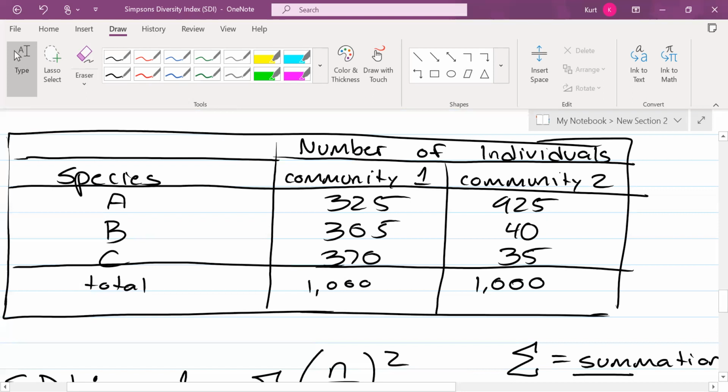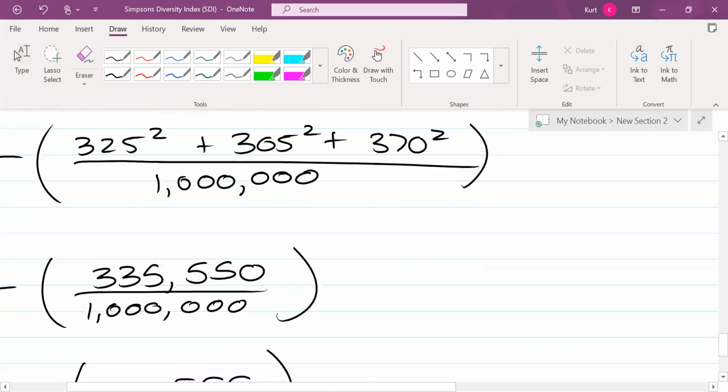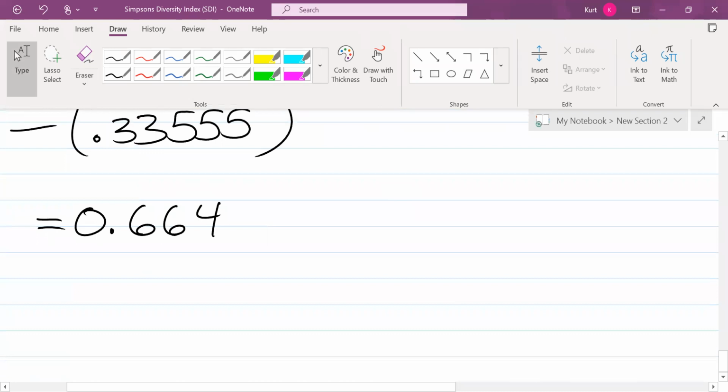This means that if you randomly select two critters, there's a low chance they're different species. Are those good odds? No, that means that there's about an 86% chance that if you grab two creatures, they will be the same. So, yes, community two is not very diverse. 0.66 versus 0.142. That's what I got.